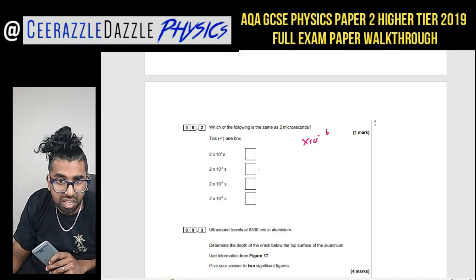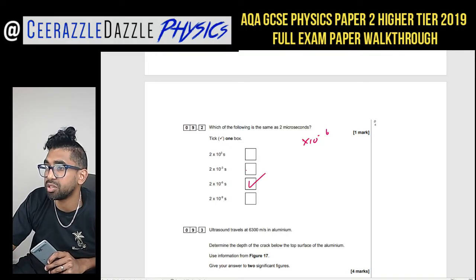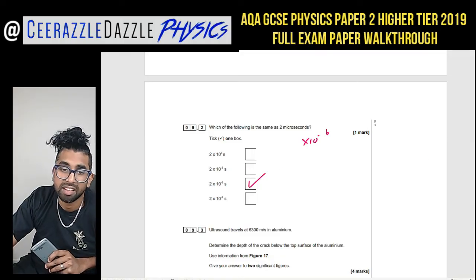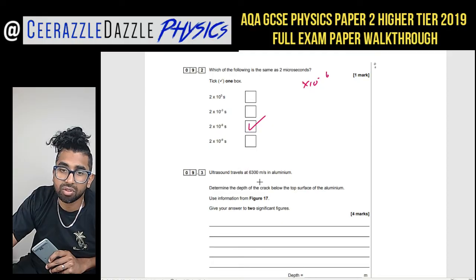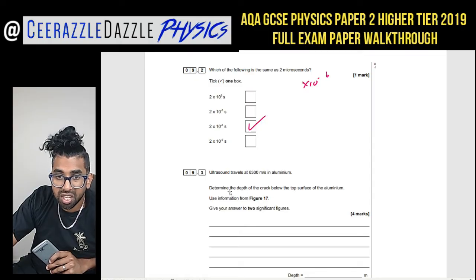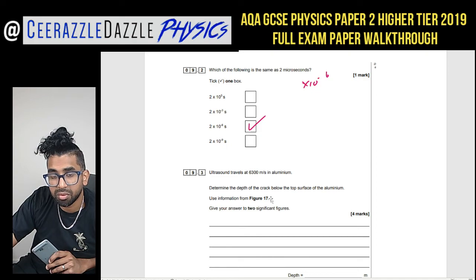So it's going to be minus 6, it's this one over here. 9.2, it's going to be this one over here. Then 9.3: the ultrasound travels at 6,300 meters per second in aluminium. Determine the depth of the crack below the top surface of the aluminium. Right, so we want to work out the depth of the crack and give your answer to two significant figures.